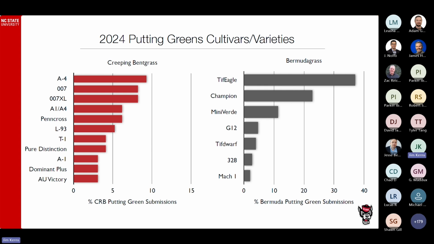I think this is one of my favorite slides because everybody's in search of that perfect variety, right? Or that perfect grass. And you just don't see it, folks. Are all of these good grasses? Yeah, right. In their own sense, they're all fantastic for what they're needed to do, right?